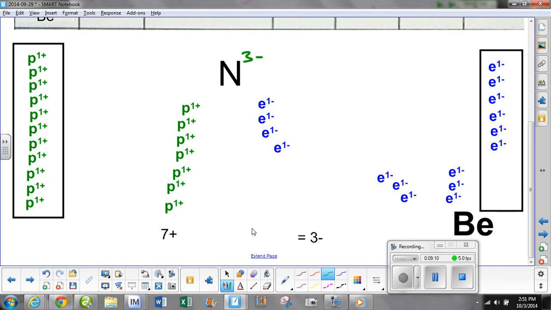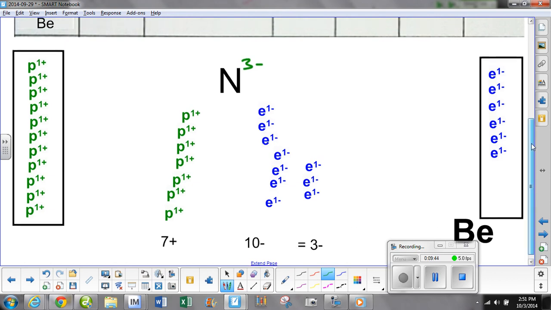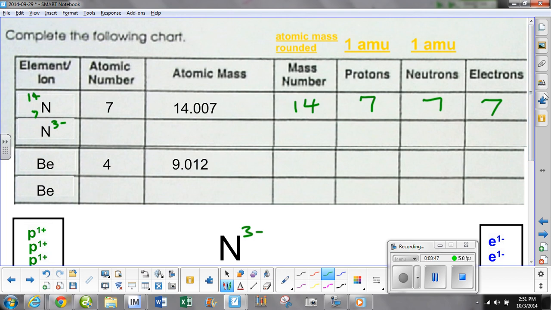And so to get my totals right, I've got to bring in 1, 2. I'm going to put back the 3 that I just took out. And how many more do I need? 3. Okay, so how many total negative charges do I have now? 10, right? 7 plus 3. So this is 10 negatives. So 10 negatives and 7 pluses, we get 3 minuses. Are we good with that? Does that make sense?